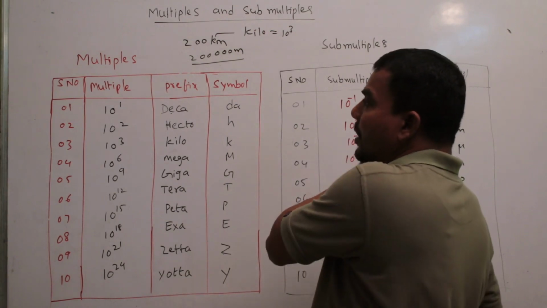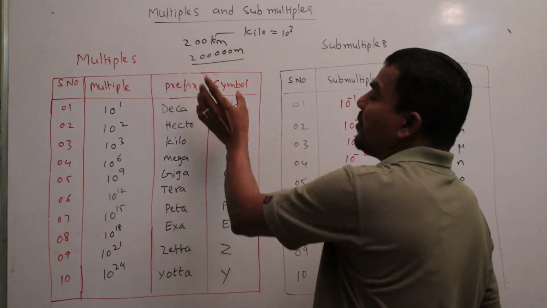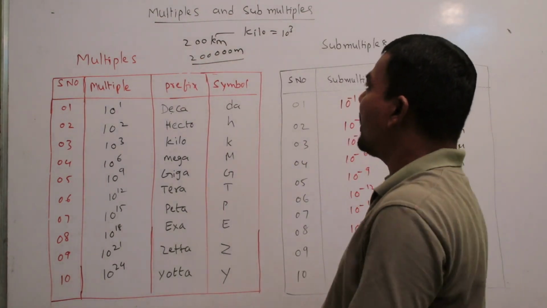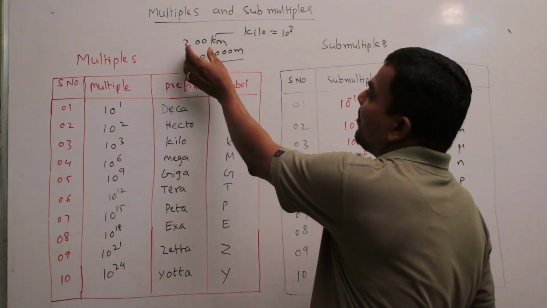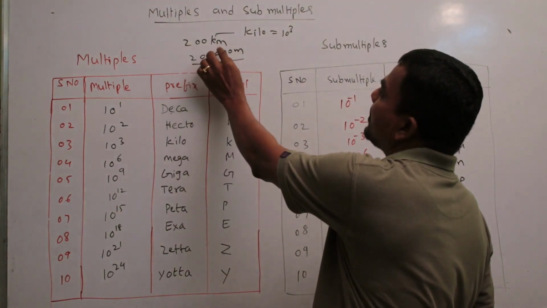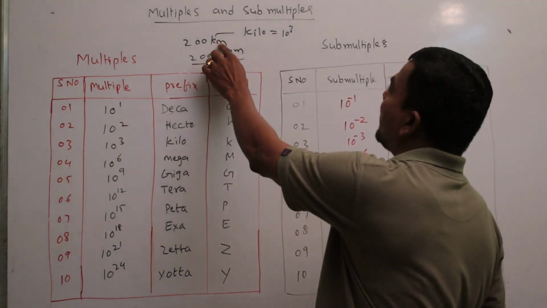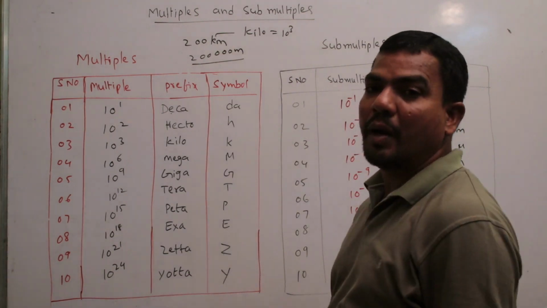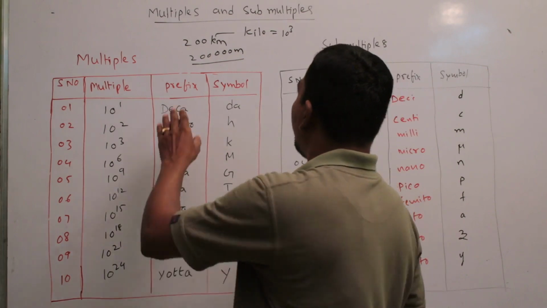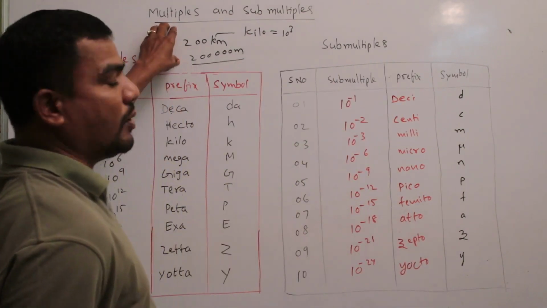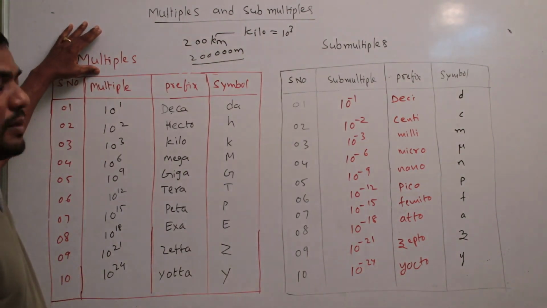In terms of very small units, the given number is very large. This large number can be written in a smaller form by adding some prefix to the number. Kilo is the prefix, a multiple of hundreds and tens. This is one example, where kilo is the multiple or prefix.